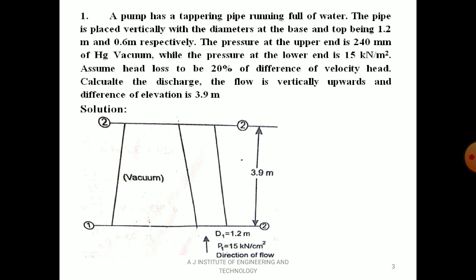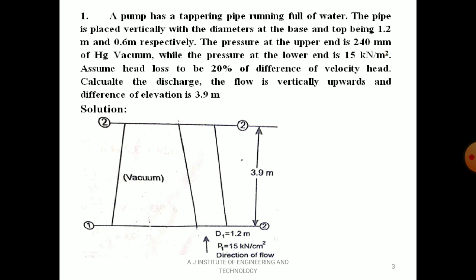Then the pressure at the lower end is 15 kilonewton per meter square, that is P1 equal to 15 kilonewton per meter square, because I consider section 1-1 at the lower end. Assume head loss to be 20% of the difference of velocity head. So HL equals 20% of the difference of velocity head. Velocity head is v square divided by 2g, so it is a difference. Let me discuss that in an upcoming slide. So calculate the discharge, that is Q or rate of flow.